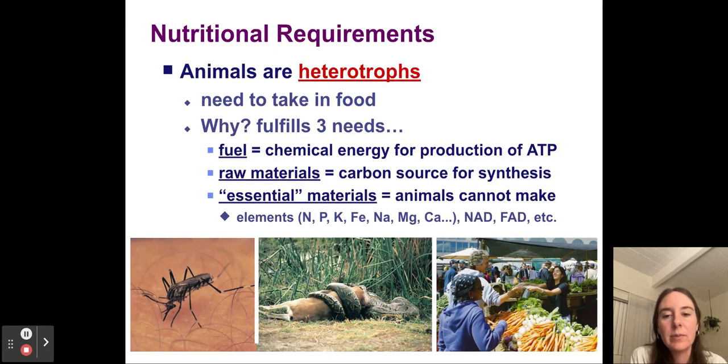Okay, so let's zoom out a little bit. Why do we need to eat food? What are we getting from our food? And how is it connected to this whole ATP thing?